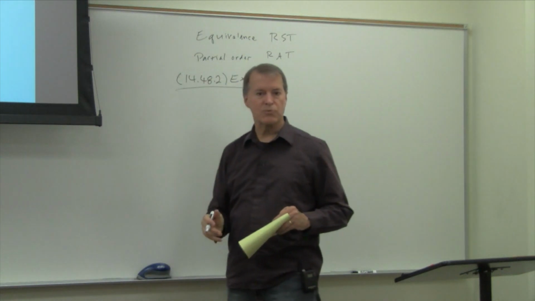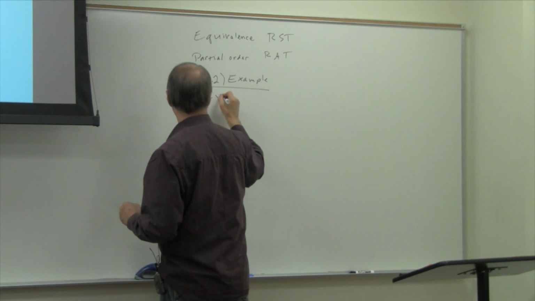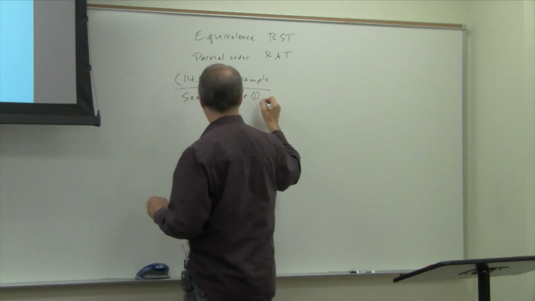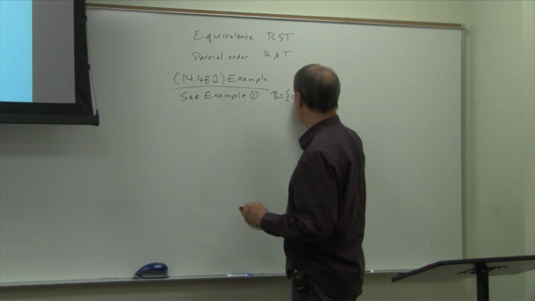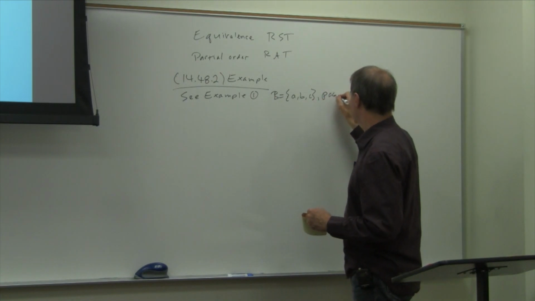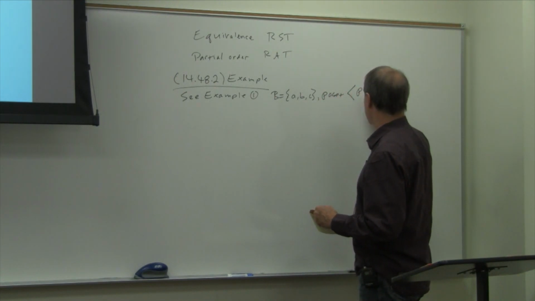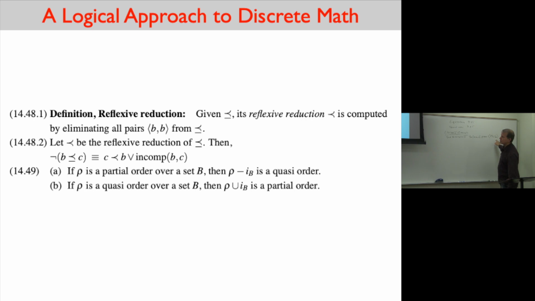And what we're going to do is refer to example 1. We numbered those examples last time. Do you remember those? That example 1 was the power set. So B was the set {a, b, c}, and the poset was the power set of B together with the subset relation. Now the reflexive reduction of this subset relation is the proper subset relation. Okay, are you with me on that?